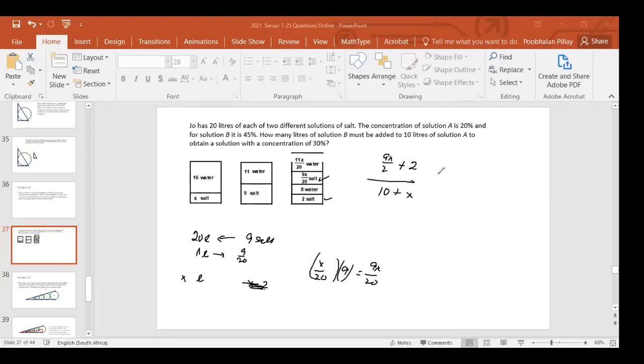But if you want that to be 30%, you must translate that into a fraction. 30% is 3 over 10. And then you now have your equation, because this is the total amount of salt over the total amount of liquid, and that new concentration is 30%, and you can solve for X. Okay, I'm not going to do that here.